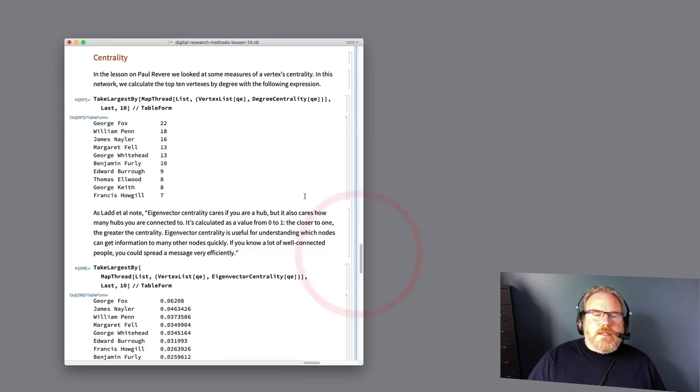In the Paul Revere lesson, we looked at some measures of centrality. And in this network, we can again compute the degree centrality. That's this one here. George Fox has the highest, then William Penn, James Naylor, and so on.